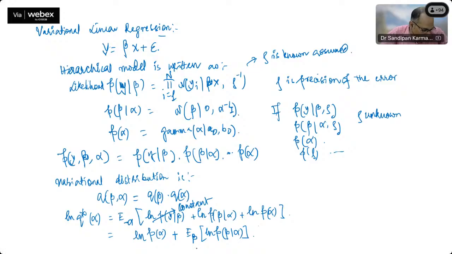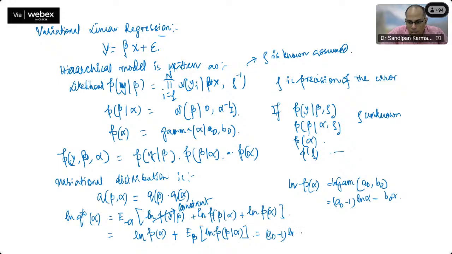Now what is p alpha? Actually p alpha is gamma distributed with a naught, b naught, right? So if I take ln, this will be a naught minus 1 times ln alpha minus b naught alpha. So this is becoming (a naught minus 1) ln alpha minus b naught alpha.